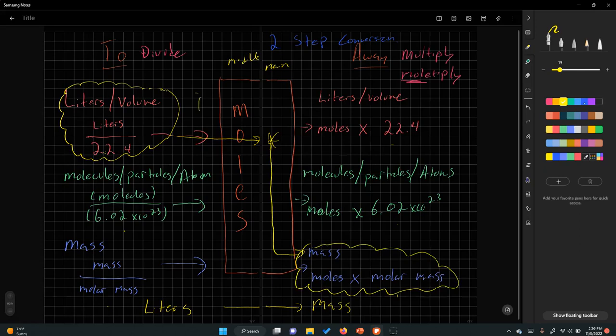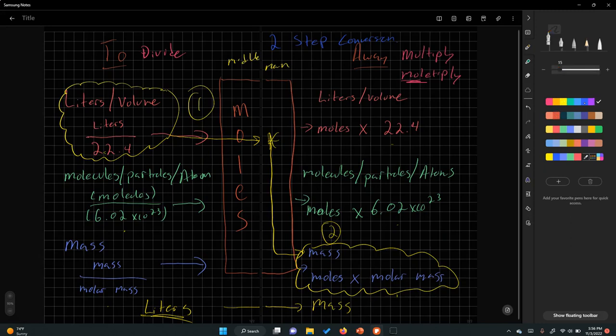See how we have our first step up here where we're taking our liters, because that's what we start with, dividing by 22.4 to get moles. And then once we do that, we can get our second step, where we're taking the moles that we just calculated before and multiplying by molar mass. And we can do this with any kind of conversion that we want to look at.